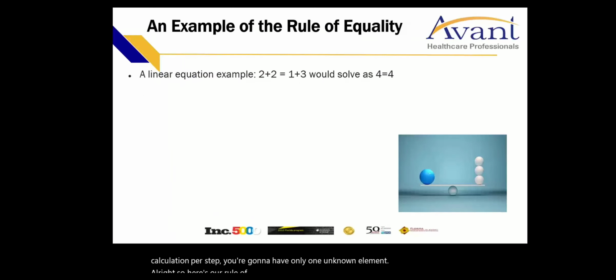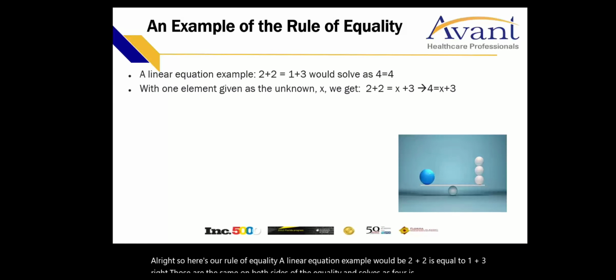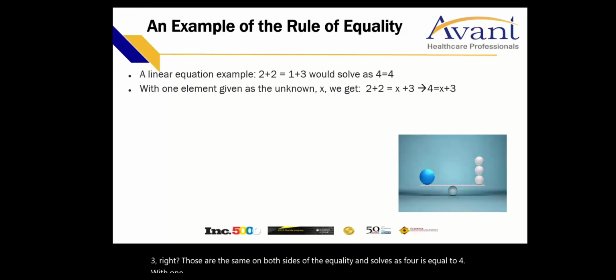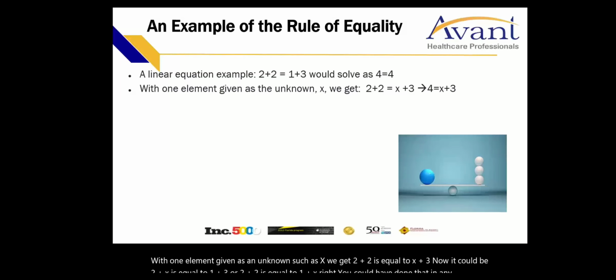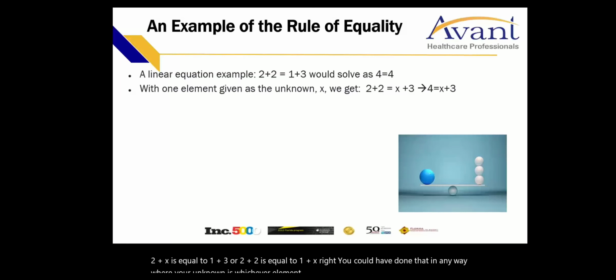A linear equation example would be 2 + 2 = 1 + 3. Those are the same on both sides of the equality and solves as 4 = 4. With one element given as an unknown, such as x, we get 2 + 2 = x + 3. Now it could be 2 + x = 1 + 3, or 2 + 2 = 1 + x. You could have done that in any way where your unknown is whichever element you chose. But for our example, we made the 1 the unknown element.